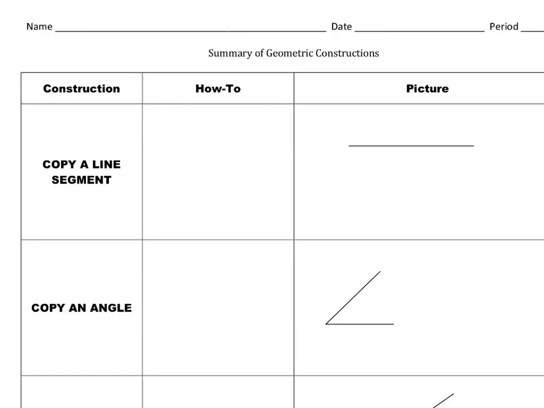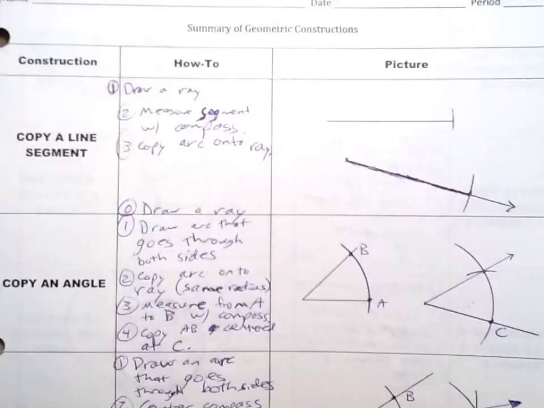Alright, time for solutions for the summary of geometric constructions. Basically what you're going to be doing is the construction here in the right column, and you list steps for yourselves on how to do it. Use words, use bullet points, make it quite clear what you need to do. I'm going to show you what I did in hopes that that will help you in writing your own.